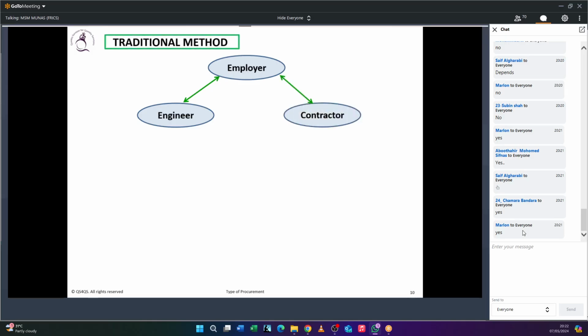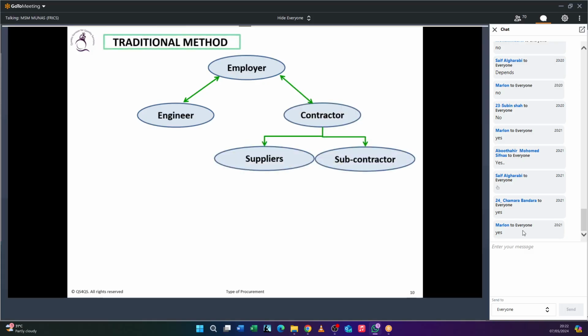So there will be a contractor. In the contractor's organization, there is a supplier and subcontractor. The green line you are seeing here is a contractual relationship. Is there any contractual relationship between the engineer and the contractor?